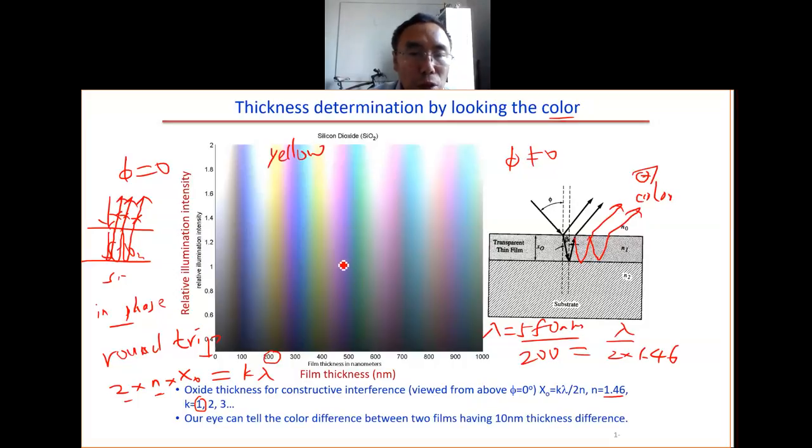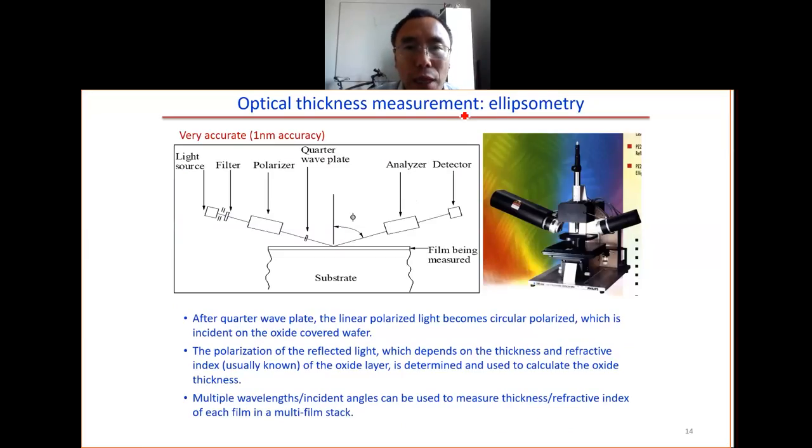So by looking at the color, you can tell roughly what the thickness is. But this is not unique. For example, this one is yellow color, but this one is also yellow color. Our eye can tell the color difference between films having 10 nanometer thickness difference. A more accurate way is to use ellipsometry.